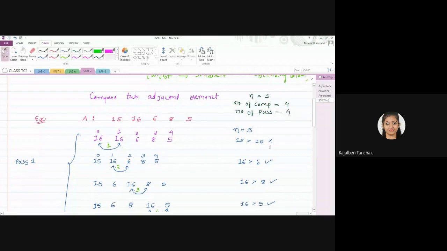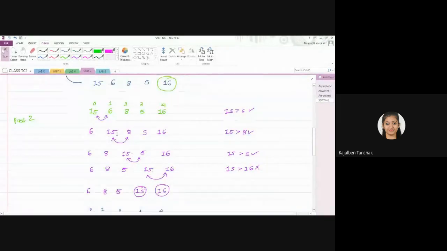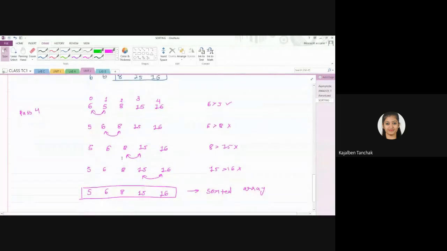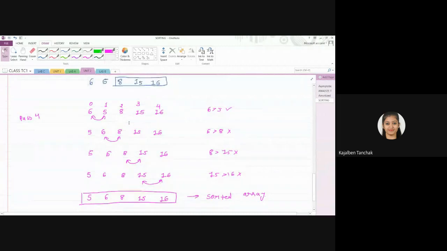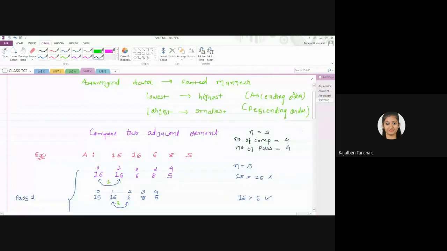You can see in pass 1 we have made 4 comparisons. In pass 2 again we have done 4 comparisons. Pass 3 again 4 comparisons, and pass 4 we have done the 4 comparisons, right? And total number of passes will be 4. So if you are having n elements, then number of comparisons will be n minus 1 and number of passes will be n minus 1, right?